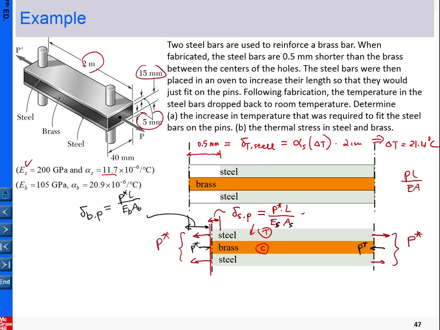Okay, so from here you can see this amount plus this amount equals 0.5. So that means, let me say this amount 1, this amount 2, and 1 plus 2, but look at this geometry, equals 0.5 millimeter. This term is a function of P star. This is also a function of P star, so you can solve for P star, and P star is equal to 8.8 kilonewtons.